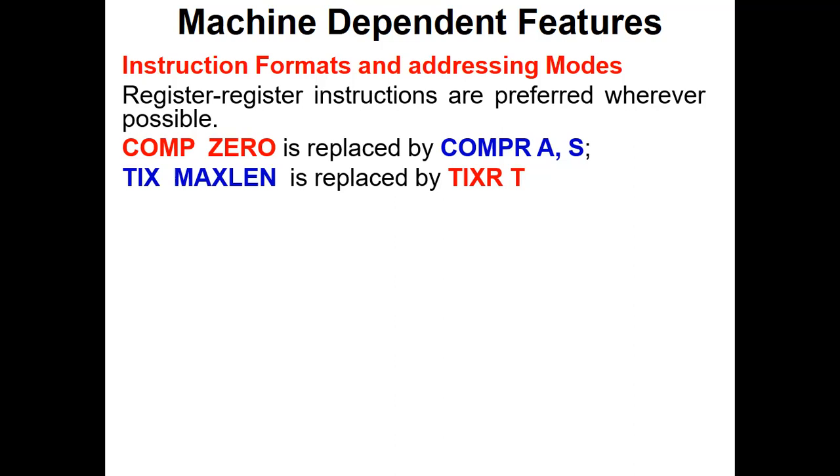There is another one which says TIX max len. That means increment register X by 1, and then compare the new value in register X with what is at memory location max len. Now here, what is at memory location max len, you can put it into register T, and then you set TIXR T. That means you are incrementing register X, and then you compare the new value of register X with what is in register T. I think you remember that, okay?